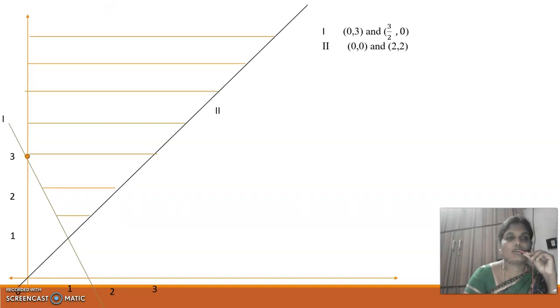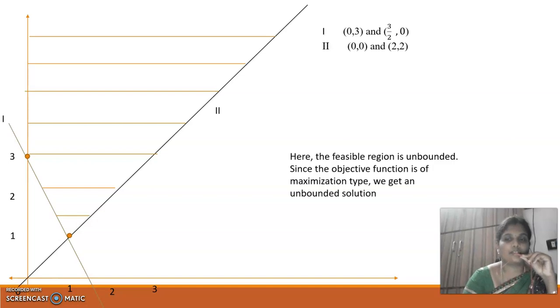Find out the corner points and see the objective function. The objective function is of maximization type. Here the feasible region is unbounded. We cannot find out the maximum value. So the optimum solution is an unbounded solution.